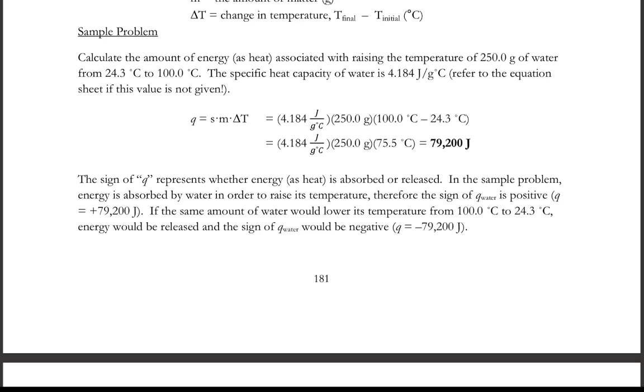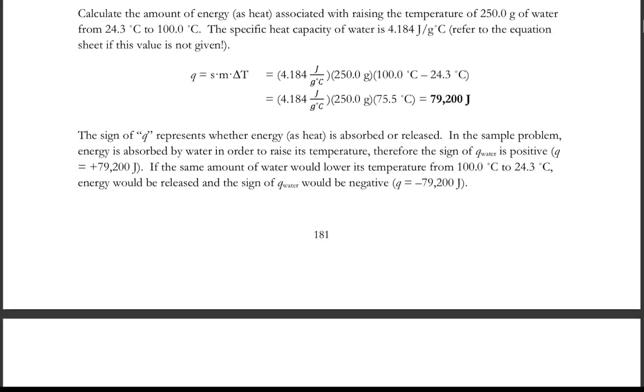If we were after the heat flow from the surroundings, it would be negative 79,200 joules. The amount of energy that would be given off from the water to the surroundings if we went from 100 degrees down to 24.3 degrees for this same quantity of water would be this negative 79,200 joules. So it depends on perspective in many ways.